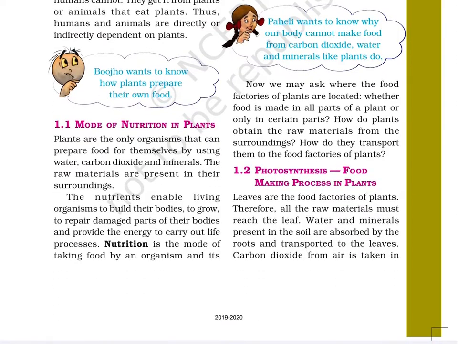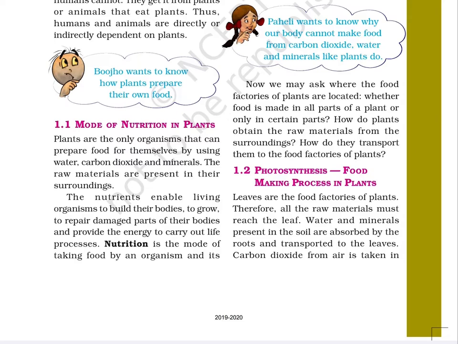Now, we may ask where the food factories of plants are located, whether food is made in all parts of a plant or only in certain parts. How do plants obtain the raw materials from the surroundings? How do they transport them to the food factories of plants?